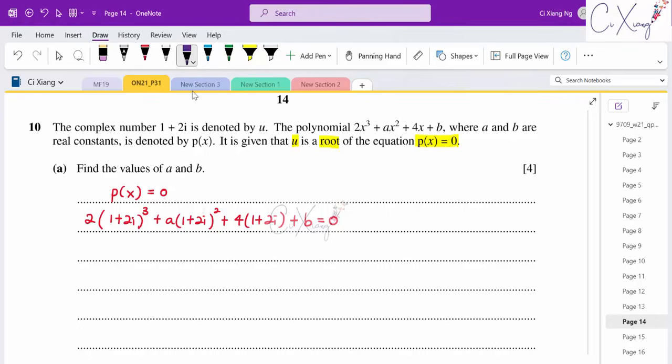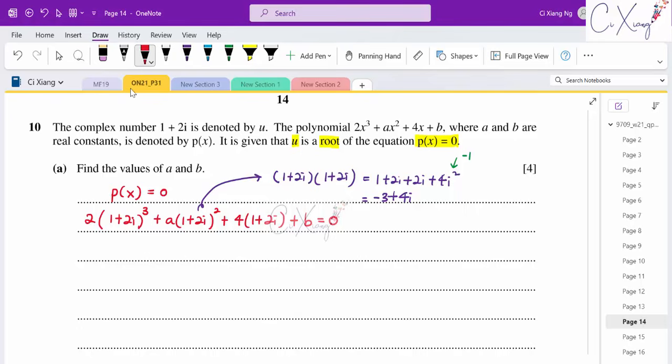We are interested in the value when we expand (1 plus 2i) squared. If I expand it slowly, I will have 1 plus 2i plus 2i plus 4i squared. Then i squared is negative 1, therefore I have 1 minus 4, and eventually I get negative 3 plus 4i.